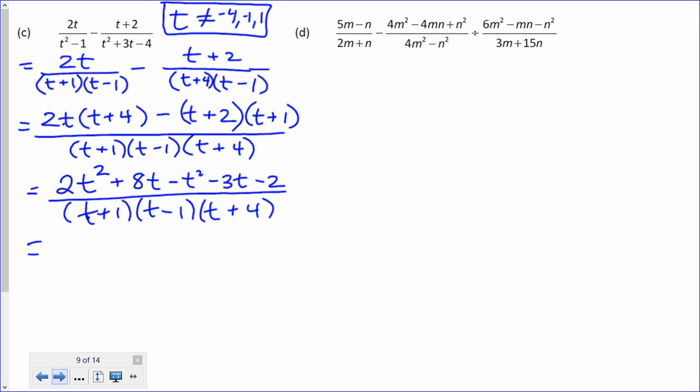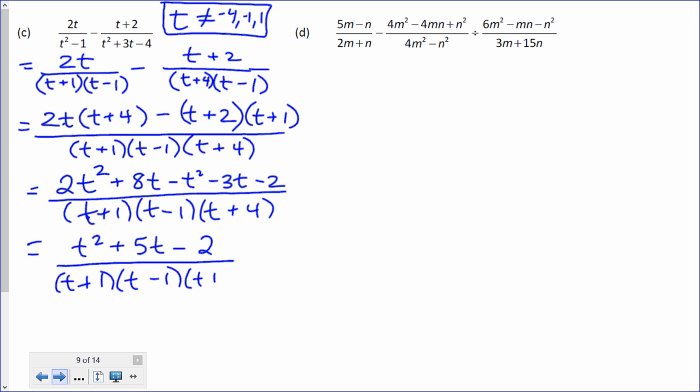2t squared minus t squared: t squared. 8t minus 3t: 5t. And what's left? By now, you guys should have an inkling that when I look at that numerator, I'm feeling non-factorable. As soon as you see a C value that's way, way smaller than a B value, it's a big indicator that there's not going to be two numbers that work. But just even think, what are the only numbers that multiply to 2? 1 and 2. 5's not an option, so not done. Okay? That's your final answer, done.